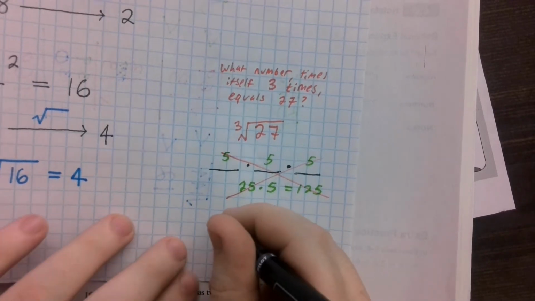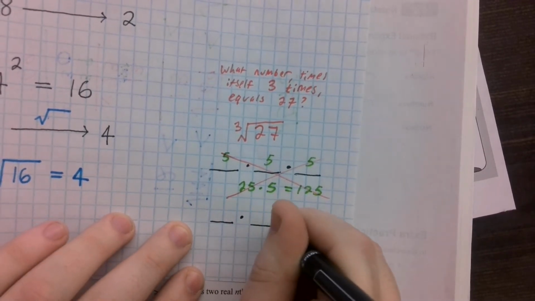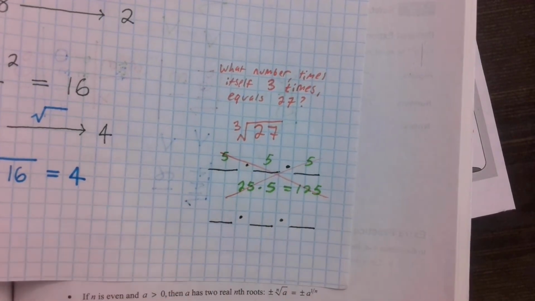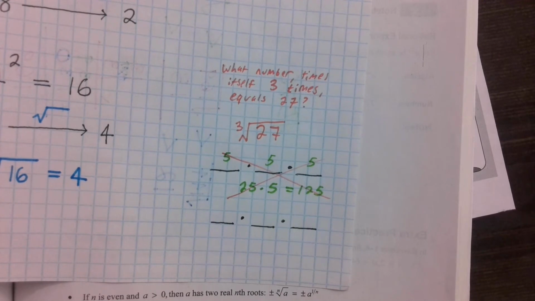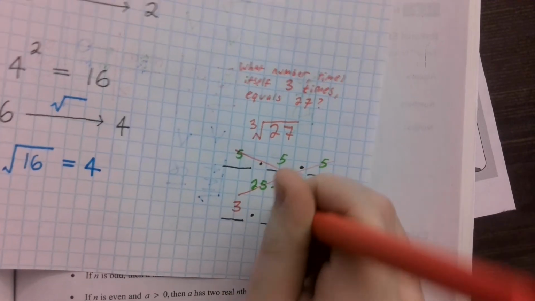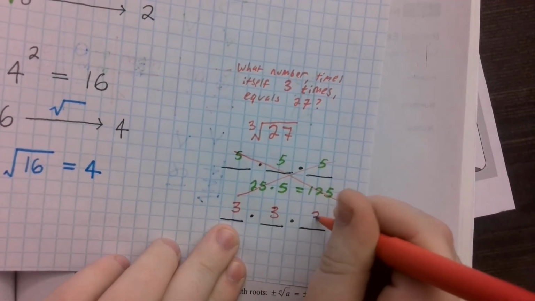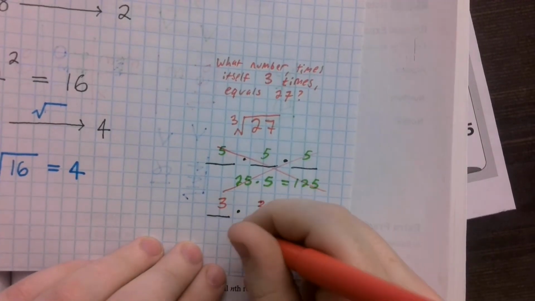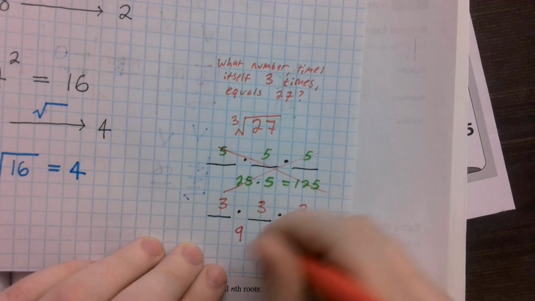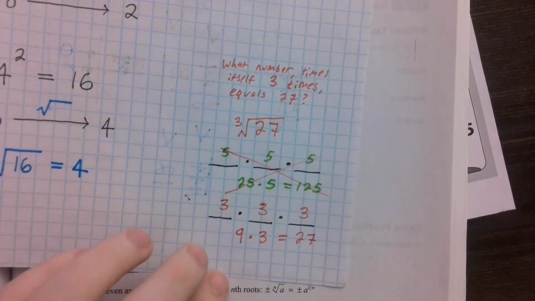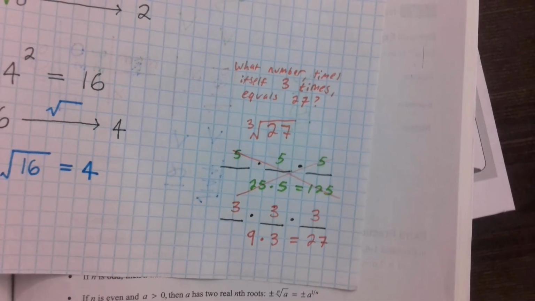Can you figure out what number times itself 3 times will equal 27? 5 is too big. It gets you all the way up to 125. You may have already suspected the number 3. Let's try 3 out. 3 times 3 times 3. Well, 3 times 3 is 9. And 9 times 3 is 27. So yes, the cube root of 27 is 3.